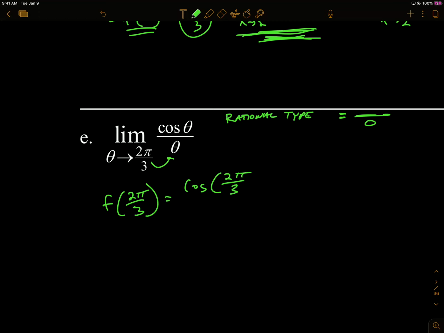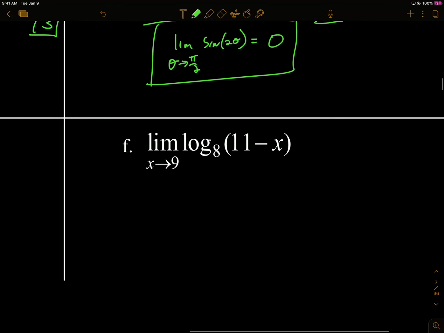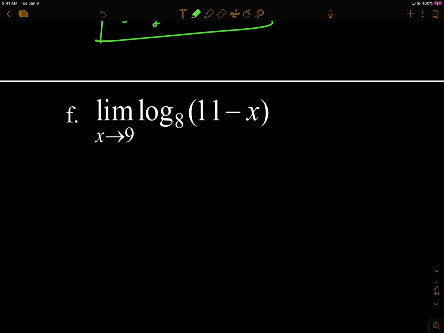I said 2 pi over theta, sorry. 2 pi over 3 over 2 pi over 3. So when I do that out, I end up getting negative 3 over 4 pi after I simplify. You can let me know if you get something different. Or maybe I made a mistake.